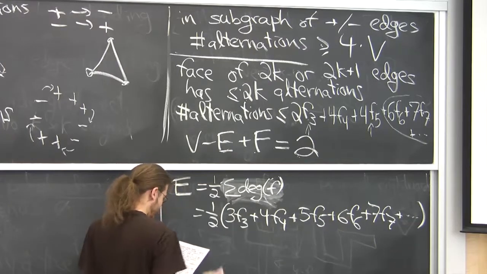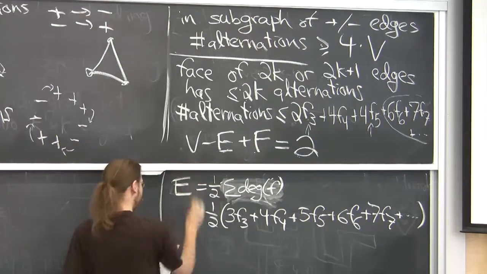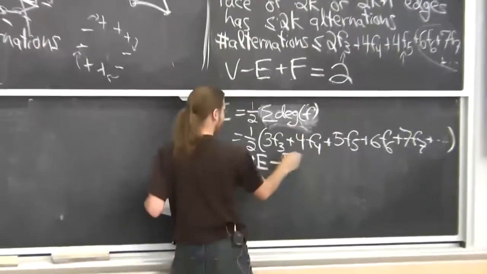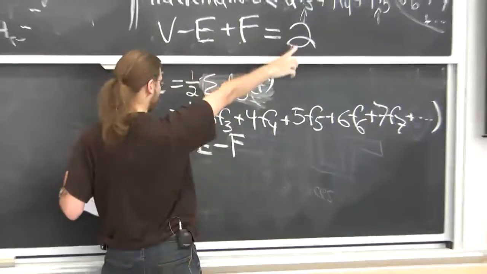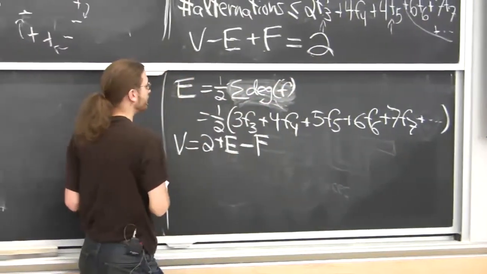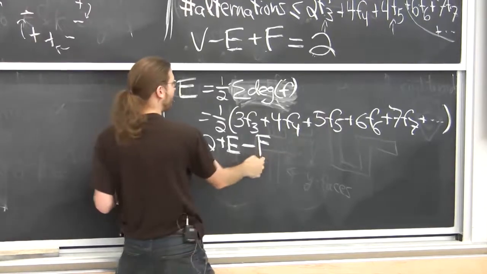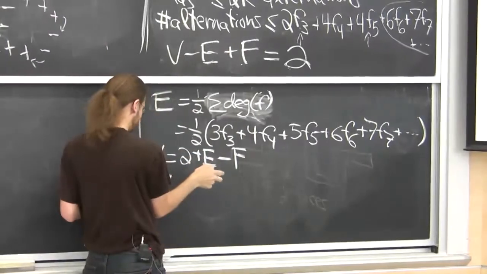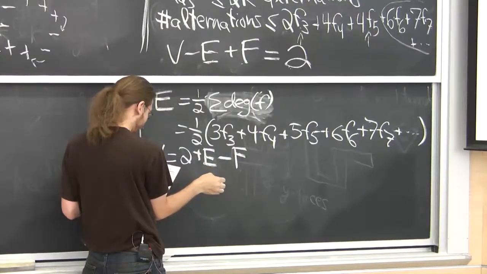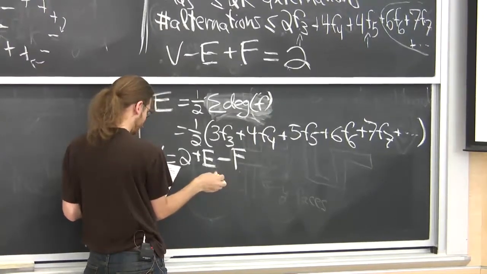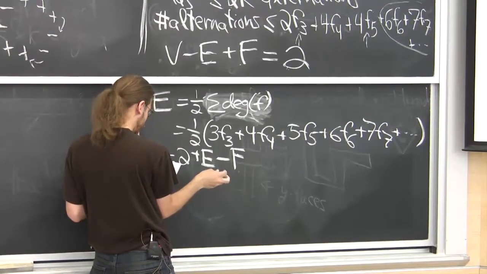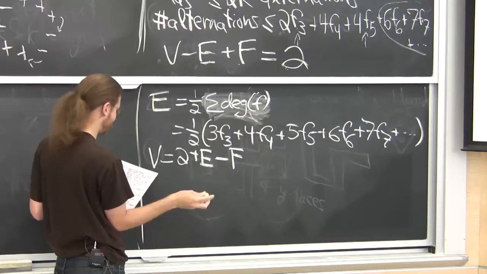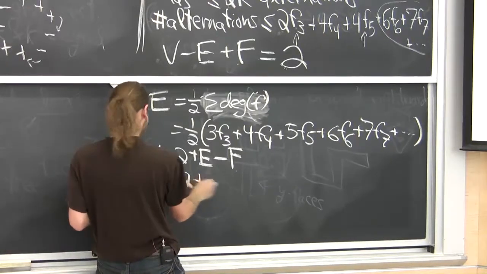Use my cheat sheet here. All right, I'm going to rewrite this formula as V equals 2 plus E minus F. Hopefully that's the same. I put E over here, put F over there. We get this. Okay, so now I have E minus F. E is this. F, I have F. Am I missing something here? I'll write the next line. We'll figure out where it came from.